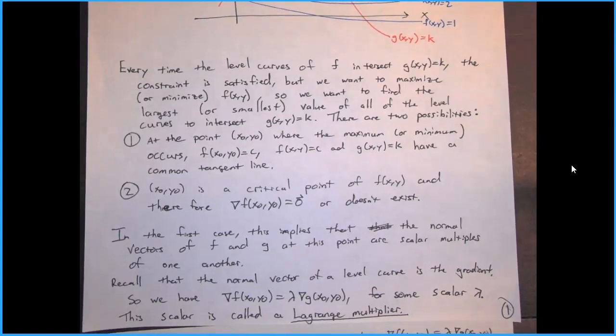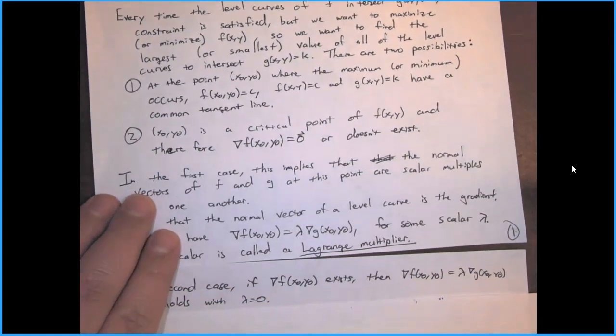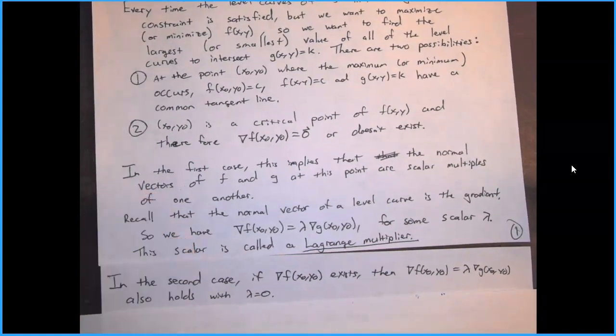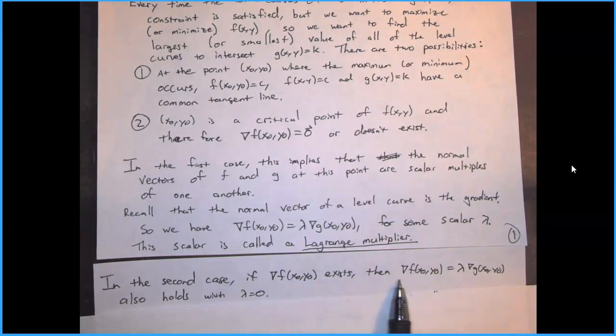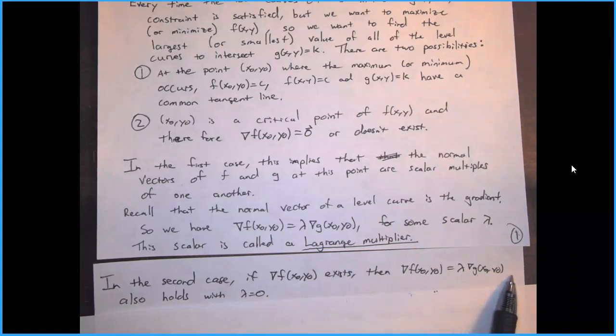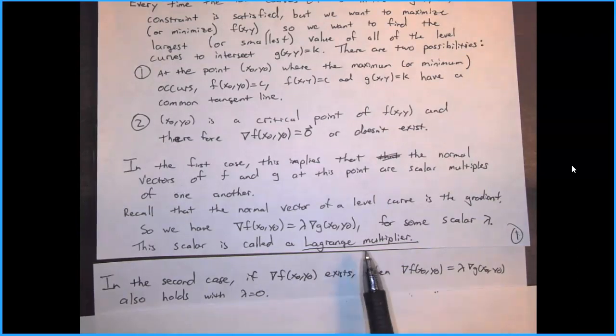And that's what we're going to focus on. In the second case, let's just assume that the gradient exists, so it would be the 0 vector. Then this equation still holds. I can still use this equation where the gradient of f at the point is equal to lambda times the gradient of g. It's just now, if this is the 0 vector, I just let lambda equal 0. So in both cases, as long as the gradient exists, I can use this equation.